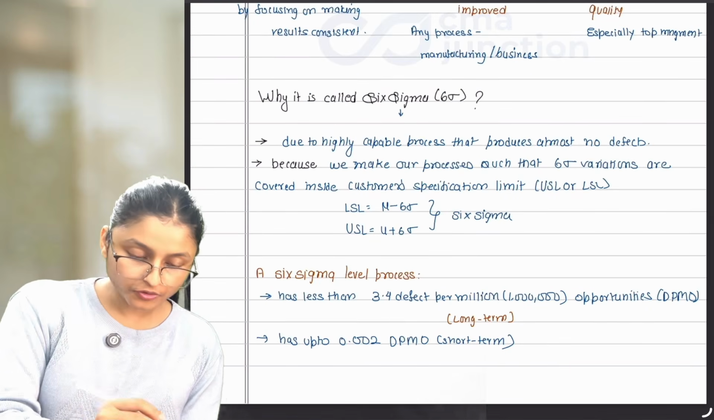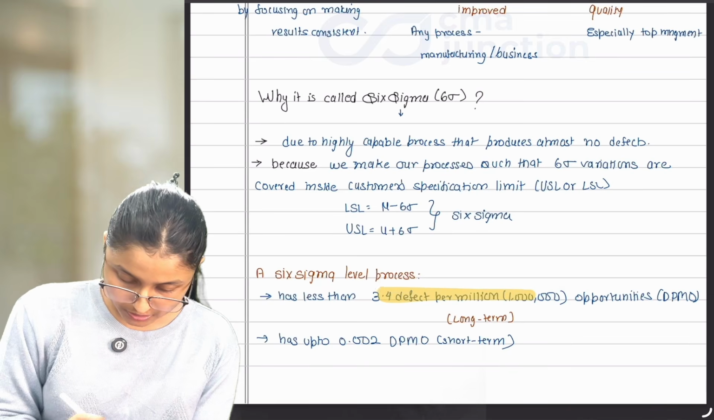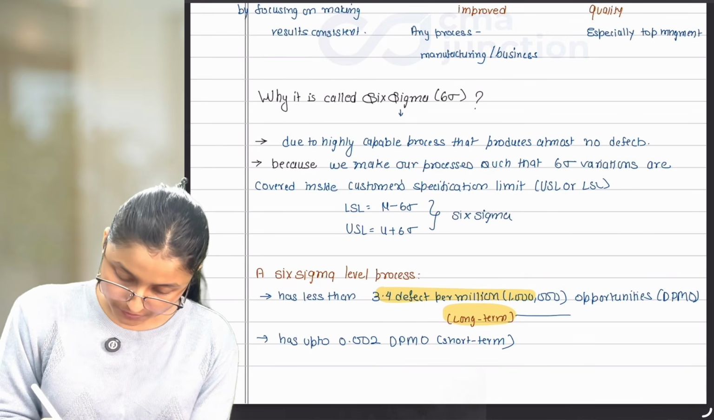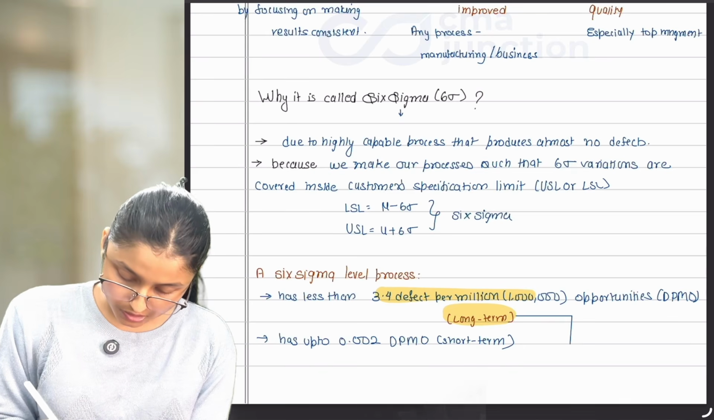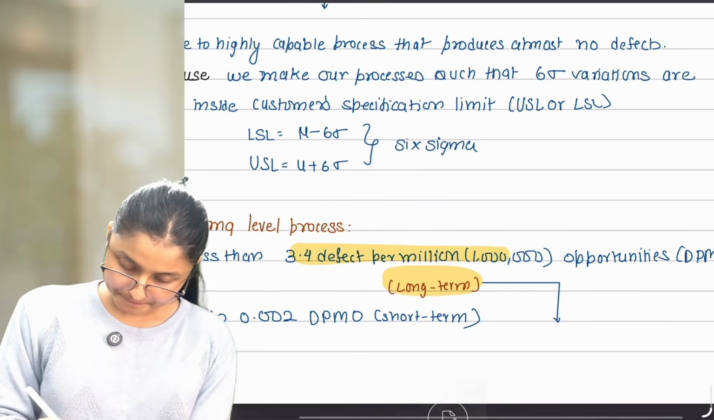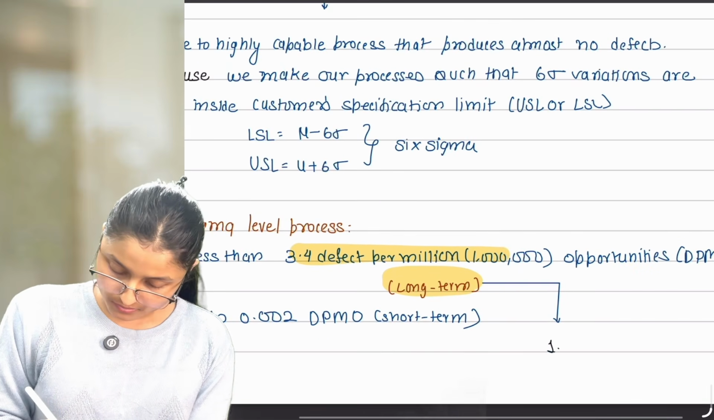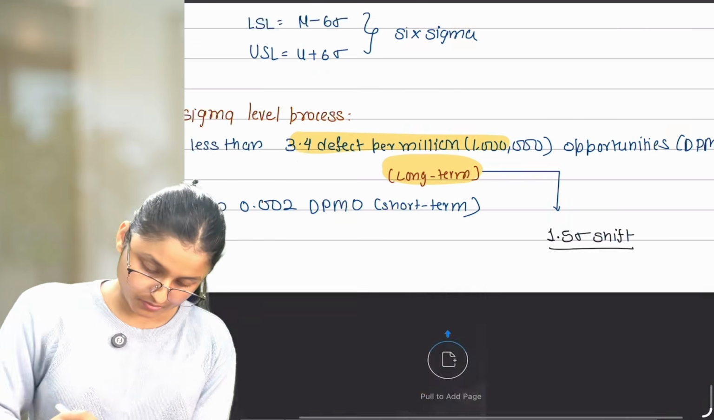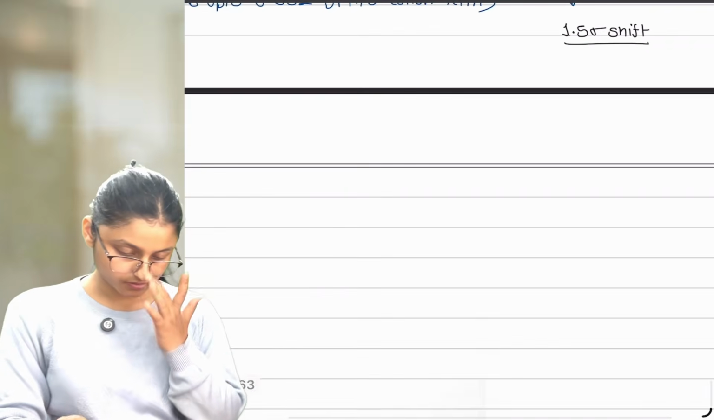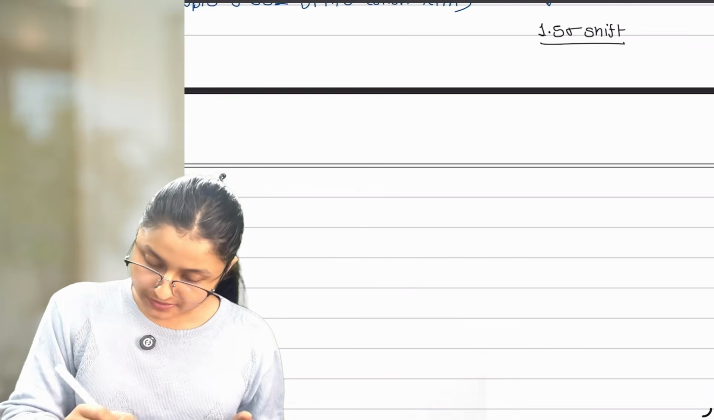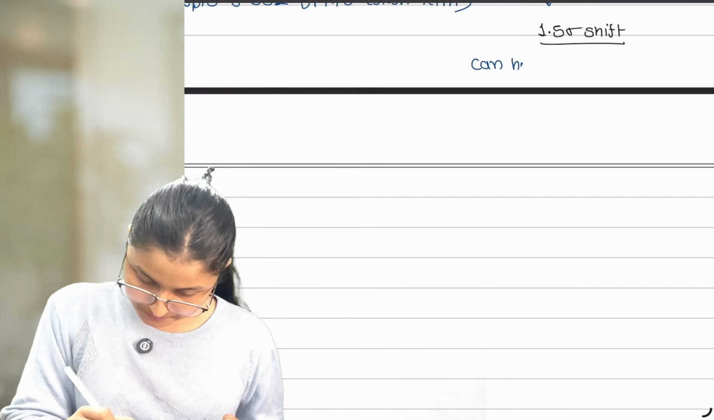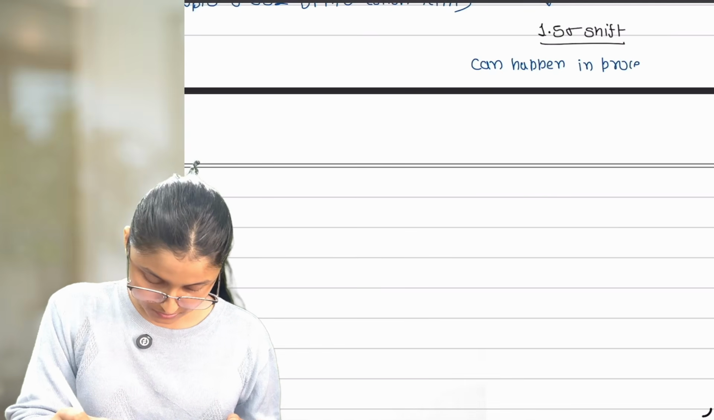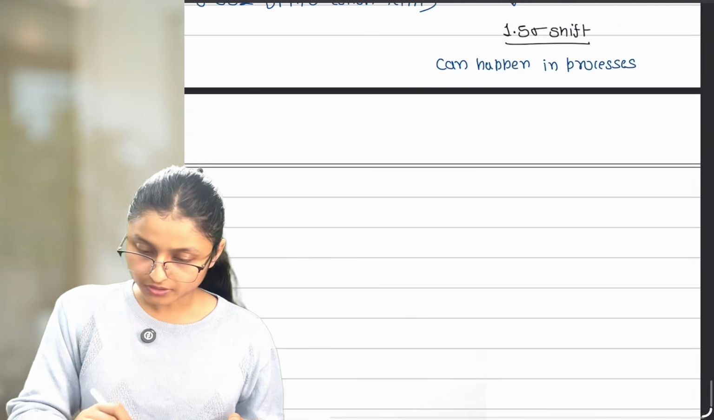Now this 3.4 defects per million opportunity in long term, how is it coming? Due to 1.5 standard deviation shift. A 1.5 standard deviation shift can happen in processes in long term.